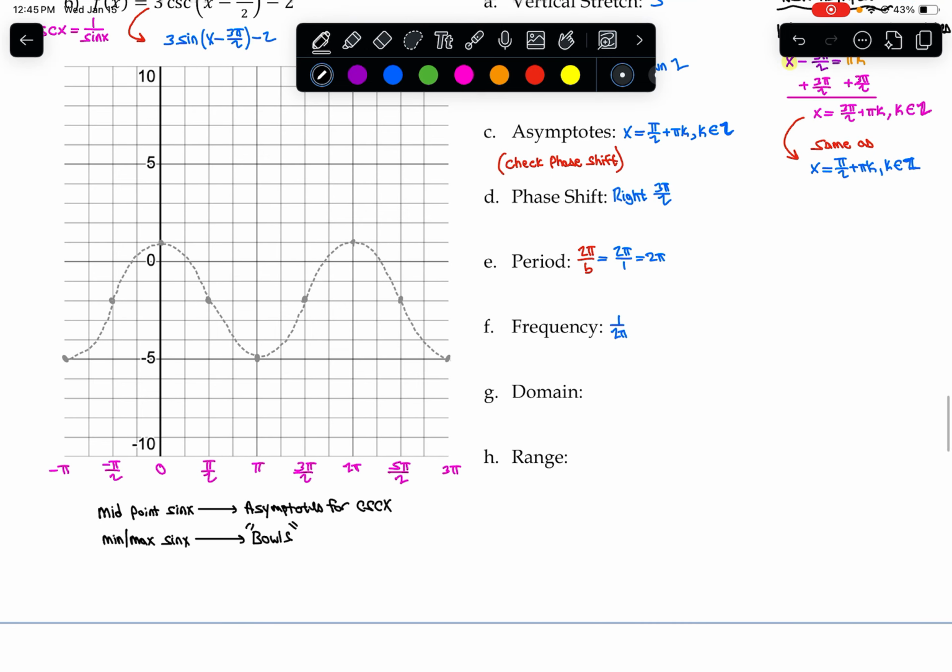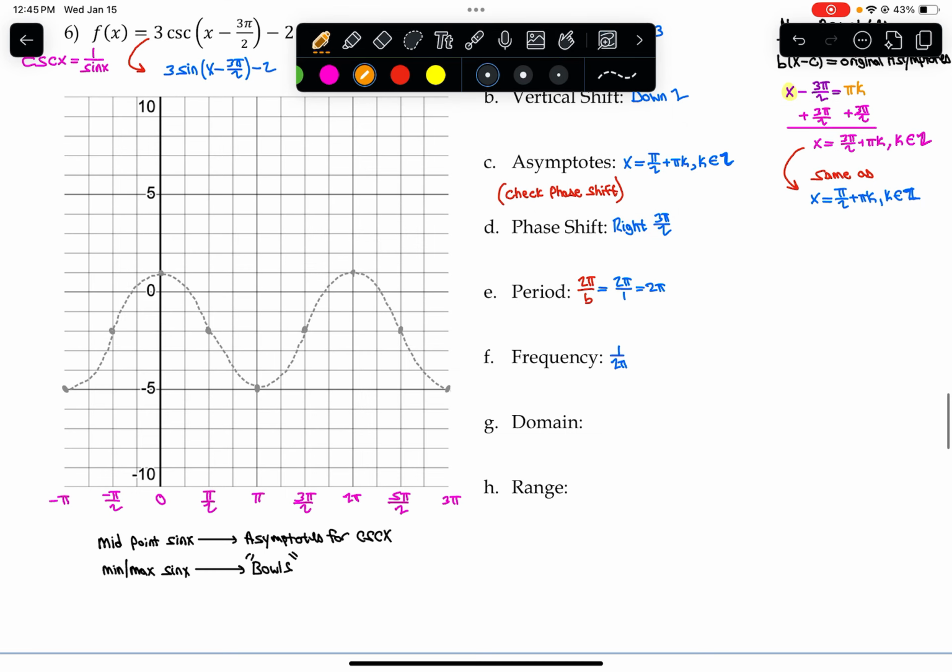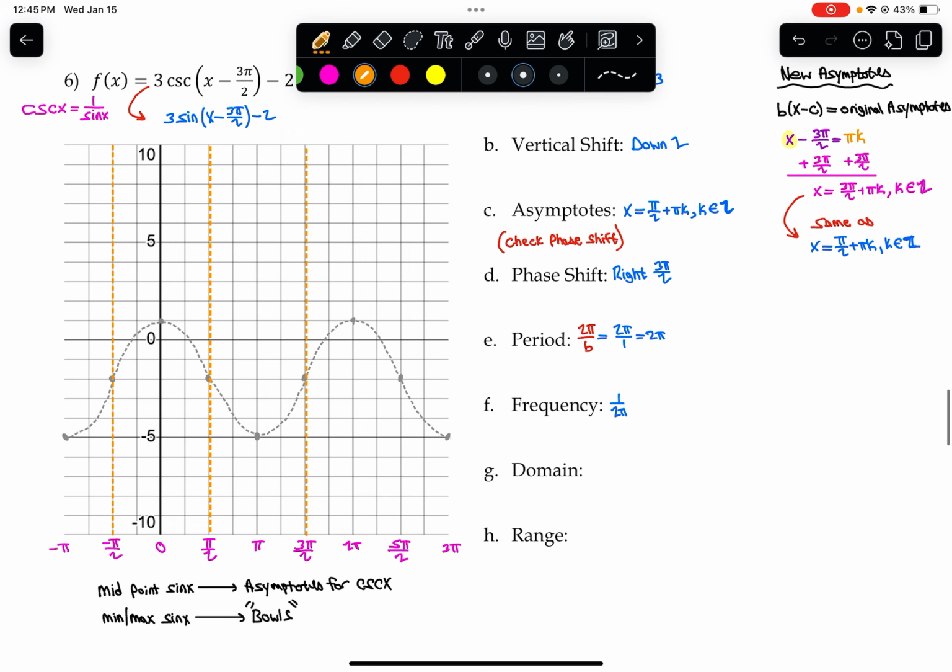All right, so I'm going to go ahead and start with my asymptotes. So we're going to have asymptotes at pi over 2. Then pi over 2, I missed. 3 pi over 2. And 5 pi over 2. Oh, wow, terrible.